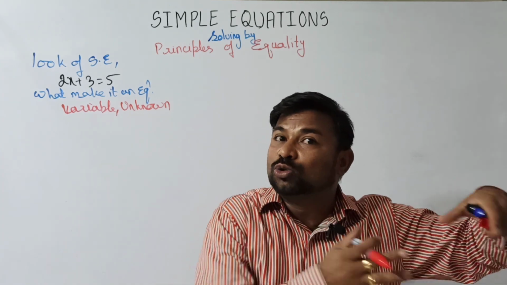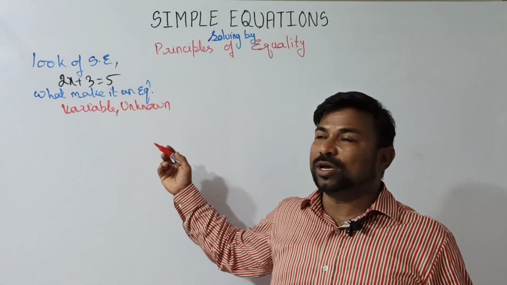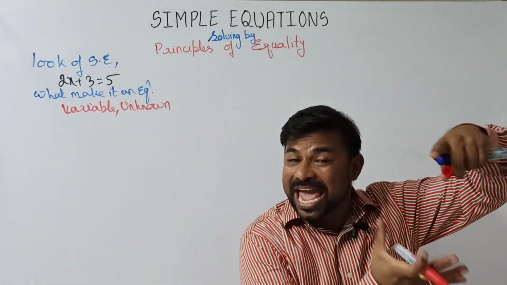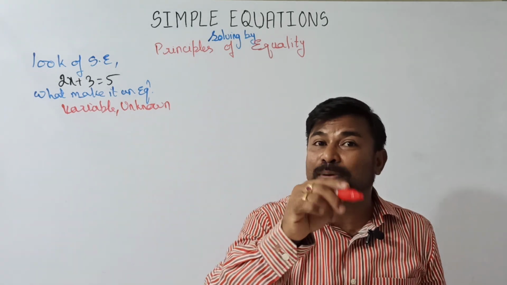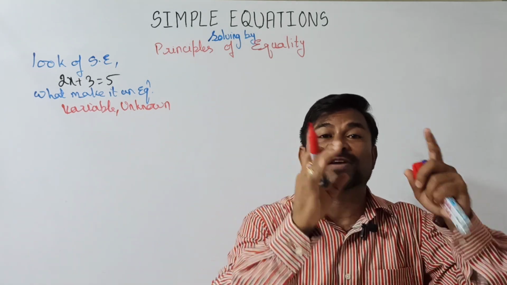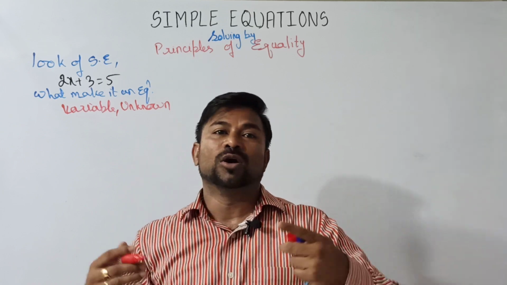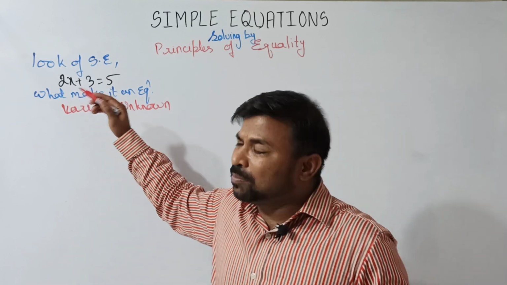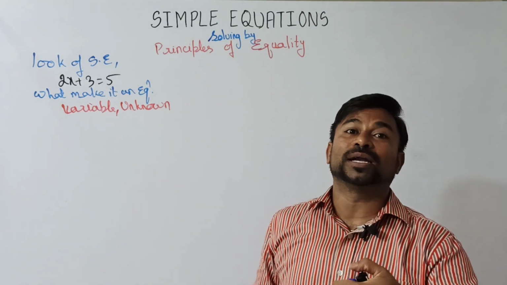Now we have to find the value of that X. So that's what makes an equation: an unknown, the X, or any variable. When we don't know something, we keep a variable in the place of that. In the English alphabet, it may be X or Y or Z or anything else. So first, we have a variable, which is nothing but an unknown.